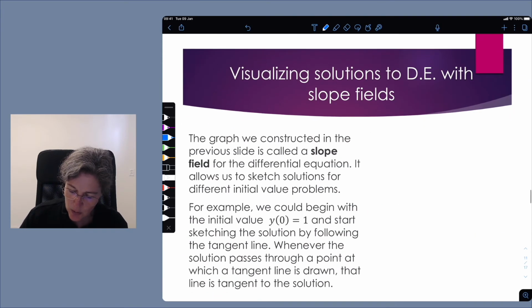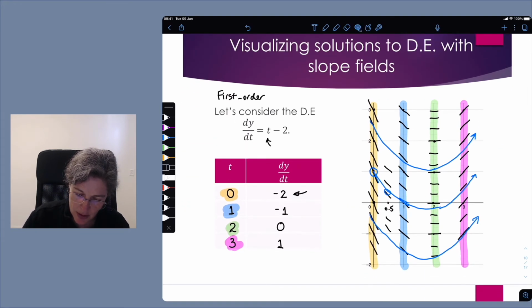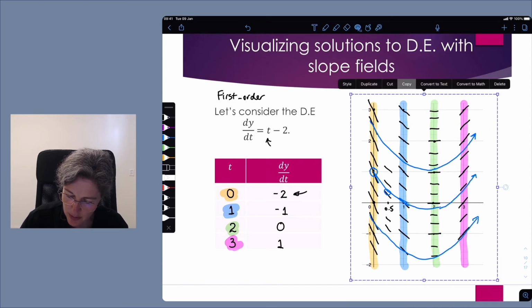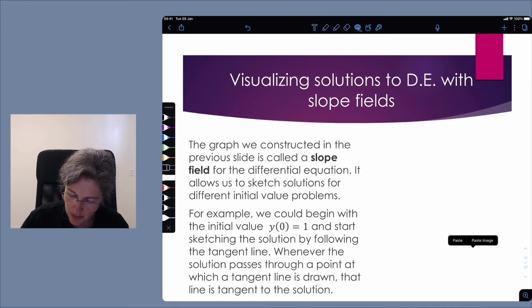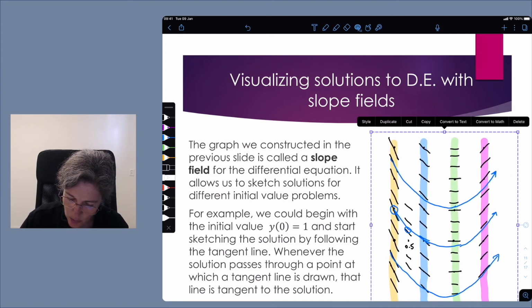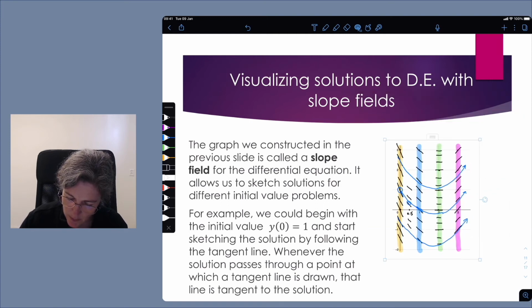Okay, so just a couple of things about what we've just drawn over here. So let's just bring this picture in here. Actually, I want the whole thing. I want to paste the image. There we go.